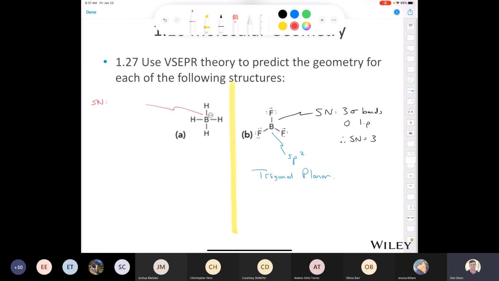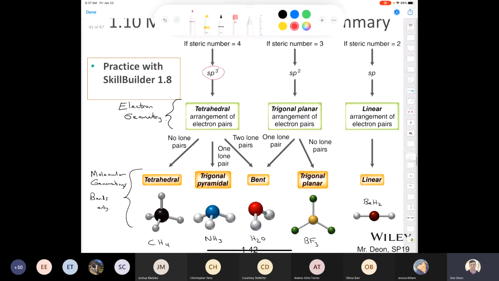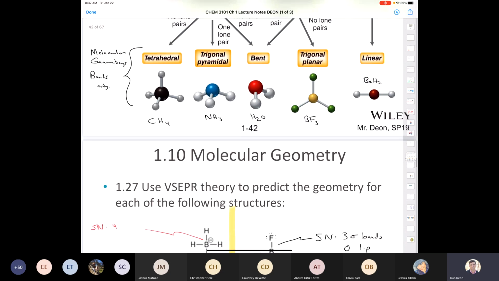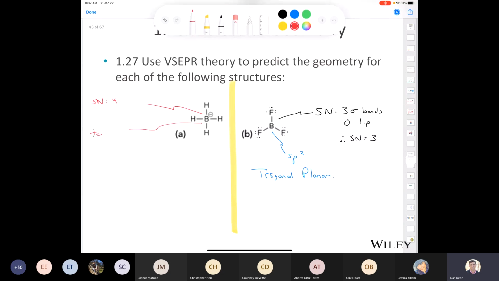Yeah, thanks, Autumn. It's 4. Yeah, the steric number is 4. If we back up, we see that when the steric number is 4, it's sp3 hybridized. It's got no lone pairs. It is tetrahedral, just like that. So you need to have that entire table in your brain, okay? So we know that this boron is tetrahedral, and that it is sp3 hybridized.